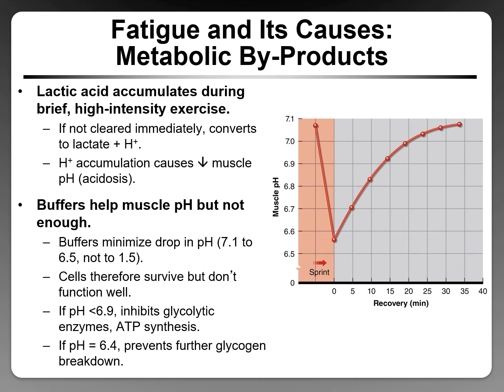Cells, therefore, can survive, but they don't function well. If our muscle pH gets below 6.9, this is going to completely inhibit glycolytic enzymes and ATP synthesis. If pH equals 6.4, there will be no more glycogen breakdown. So if we don't have enough oxygen to run the Krebs cycle, we're just going to build up these hydrogen ions and everything's going to shut down.